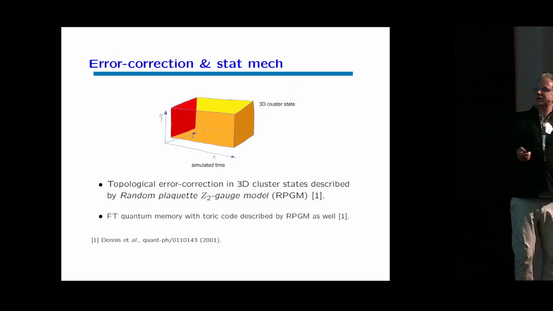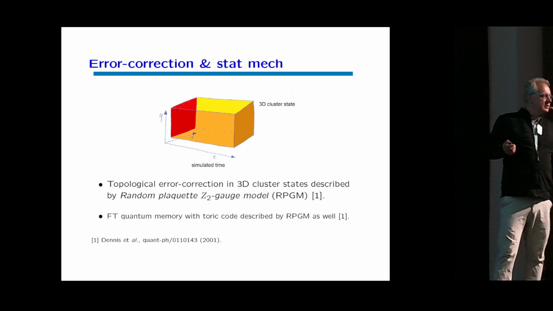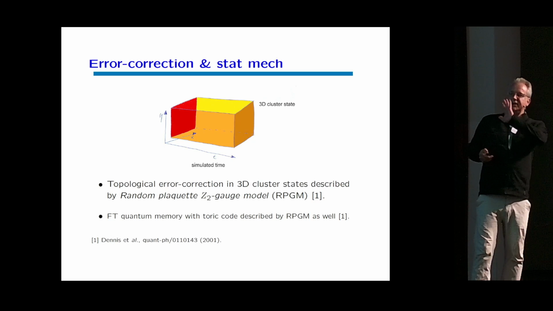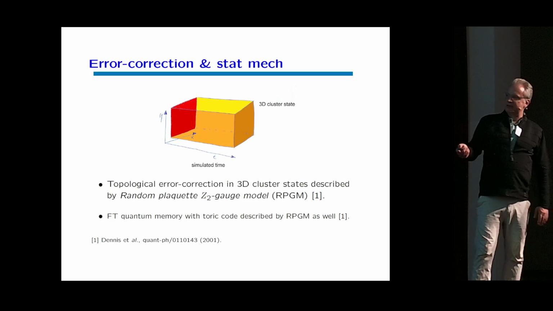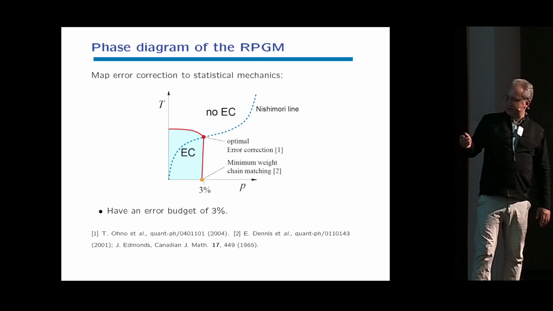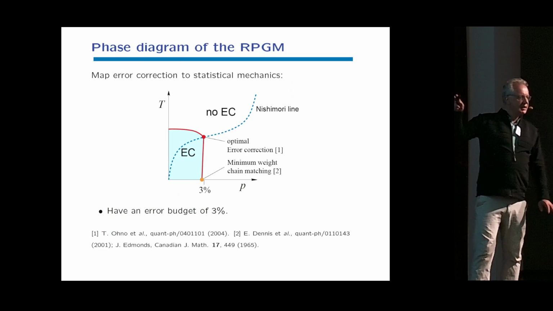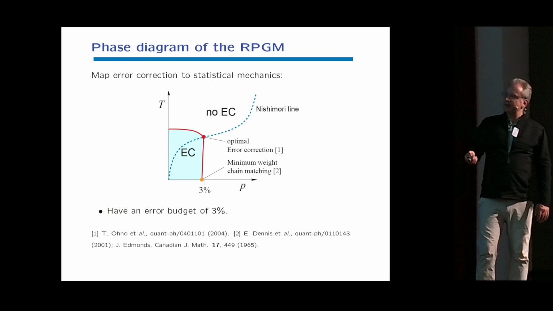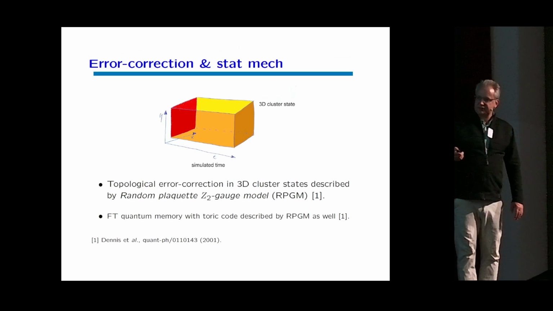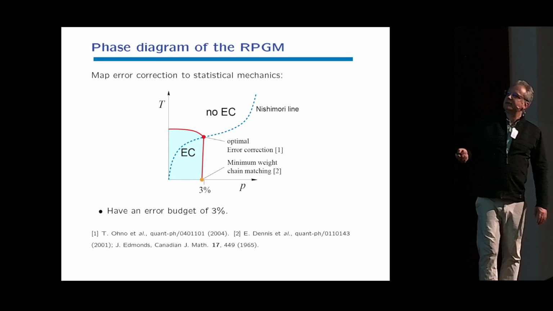And the error correction is well understood. That follows from this, and it can be mapped to a StatMag model. But really, I'm racing, so I just want to tell you that this mapping exists. Nishimori physics exists. You can read about it in this paper. There are a lot of StatMag connections, as very often in quantum error correction.